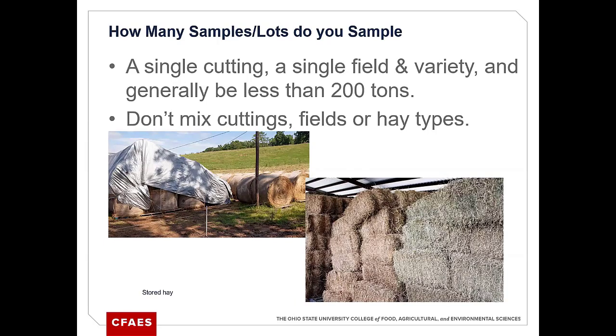So if we're going to take samples, how many do we need to take? Where do we take them? Is it a single cutting, a single field? It depends on your operation, whether you're selling hay or whether you're buying hay. I wouldn't do either unless I had a forage sample. But normally we want to try to keep that under 200 tons. We shouldn't mix cuttings or mix fields or mix hay types just because it's going to bias those samples.